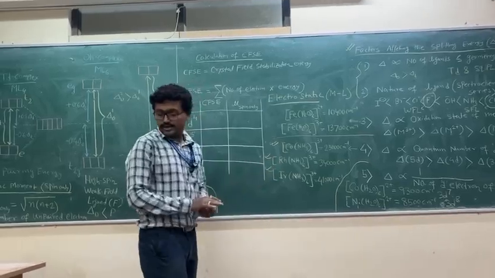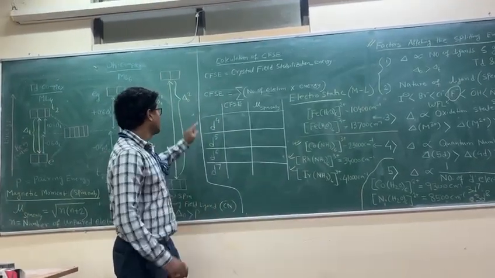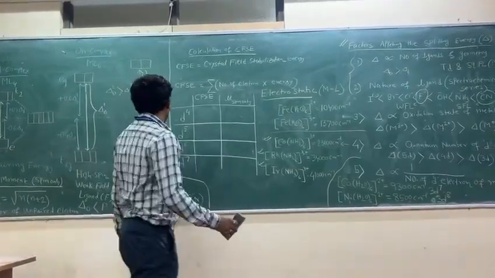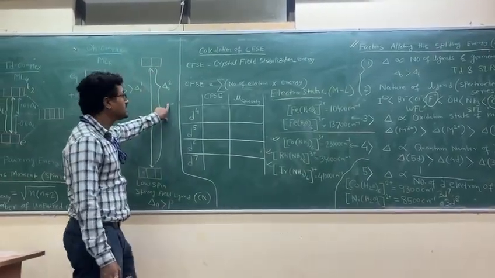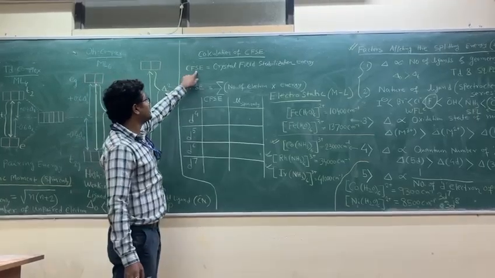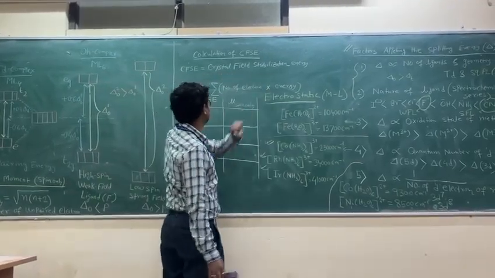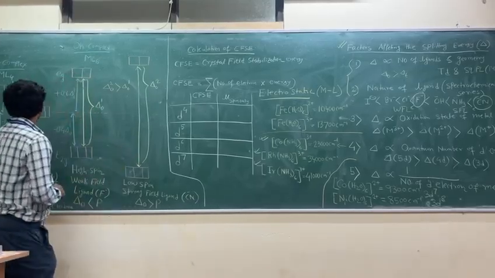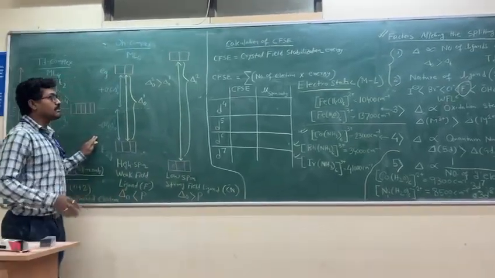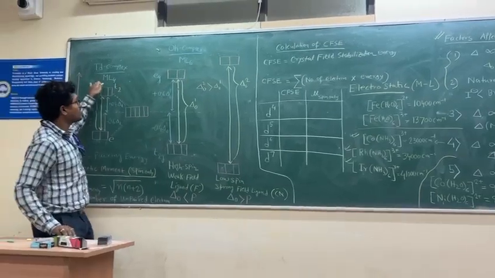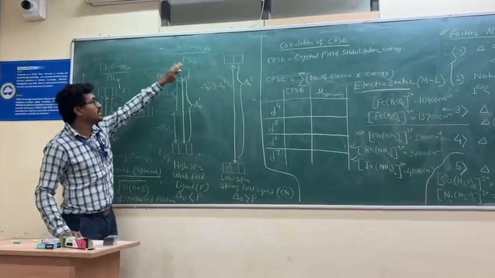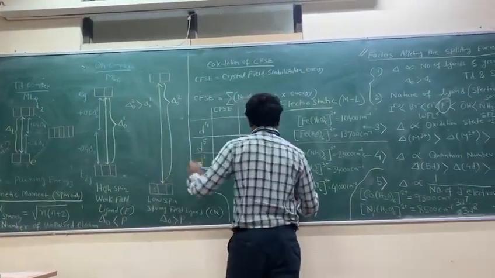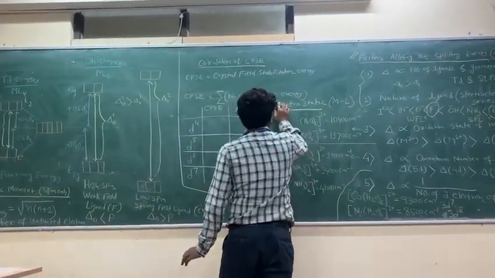Okay. Next I will discuss the calculation of the CFSE value. I have to erase this part, and I have to show you how we can calculate the crystal field stabilization energy. CFSE means crystal field stabilization energy. We will discuss how to calculate it in this class. We will discuss the CFSE calculation for the tetrahedral complex, and then the octahedral complex with high spin and low spin. So I am erasing this part, and next we will discuss the calculation of crystal field stabilization energy.